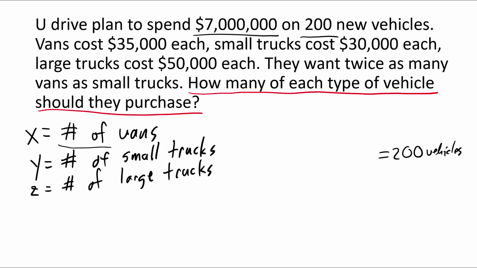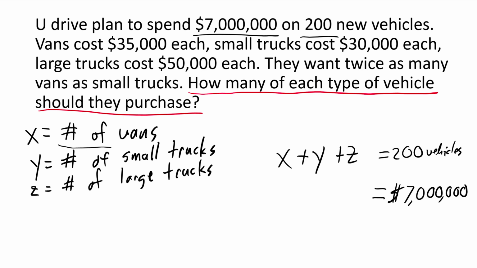Well, we wrote out our variables earlier, and we know that each of those variables is the number of those vehicles. So the number of vans plus the number of small trucks plus the number of large trucks, that's just x plus y plus z, and that equals 200. Our other total, 7 million, so we'll write out equals $7 million. So our units there, dollars.